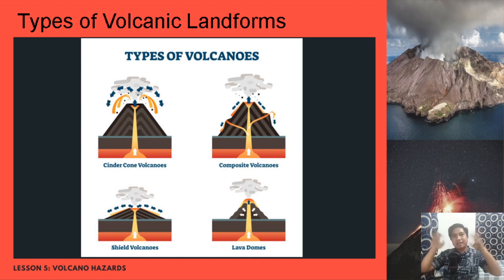So lava domes may collapse if there is too much pressure coming out from the magma chamber, expelling your lavas itself. So it can stretch out and collapse as well. So again, these are your types of volcanic landforms. We have your cinder cone, your composite or your stratovolcanoes, we have your shield volcanoes, and your lava domes. Now let's proceed with the next.